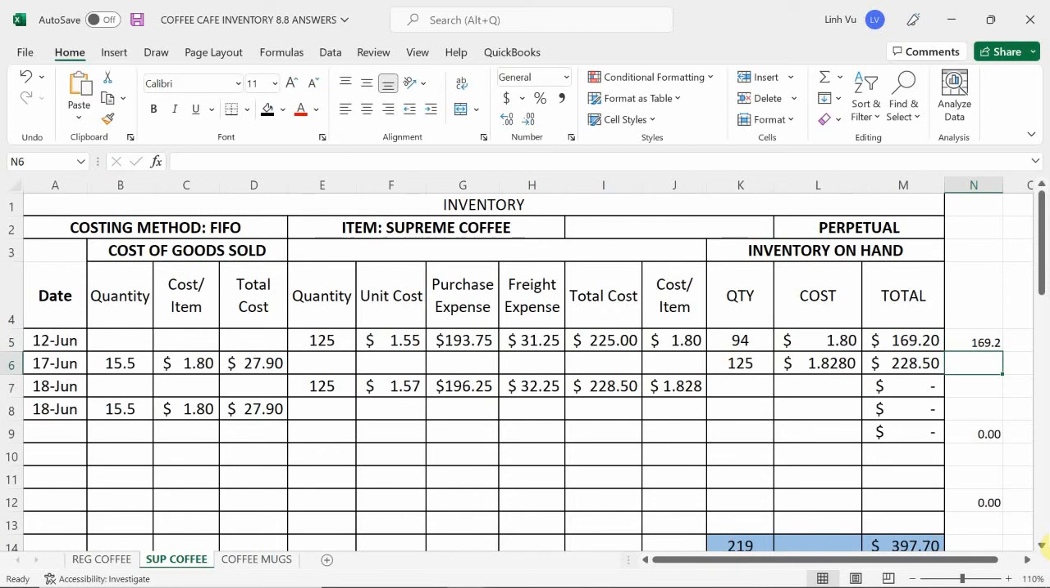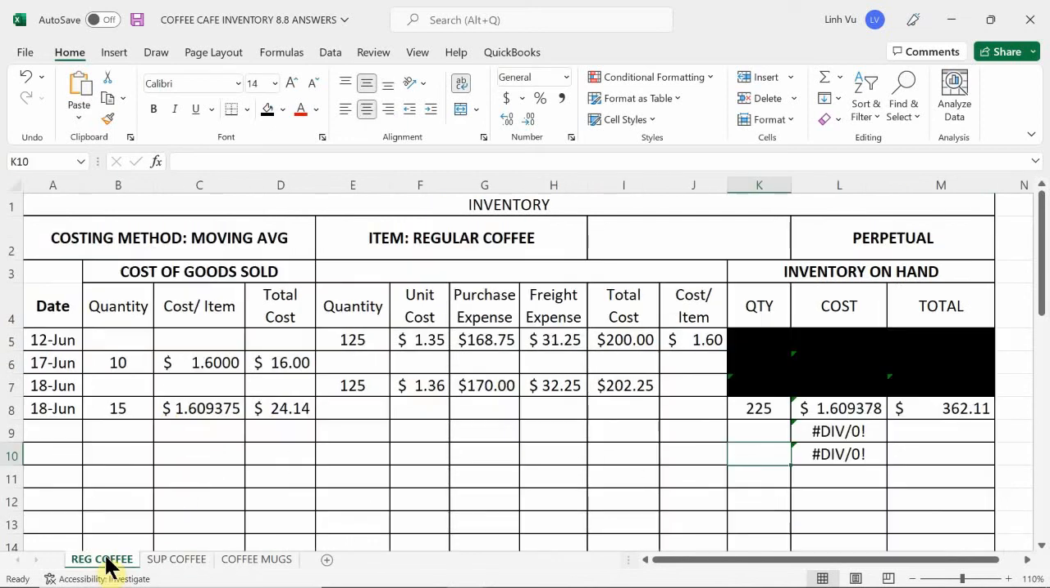Okay, good. So in the end, we need to match our inventory worksheet to our ledger, right? So I should have $397.70 in my Supreme coffee, and then it should have the 362. So now I have $27.90 in my Supreme coffee for cost of goods sold, and my 24.14.